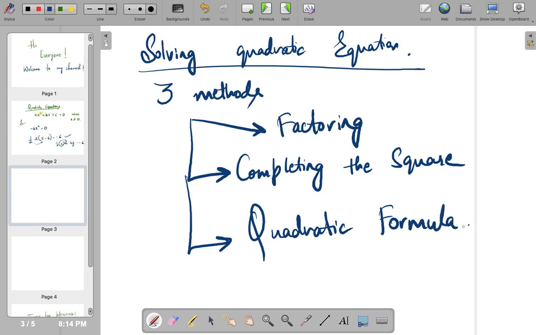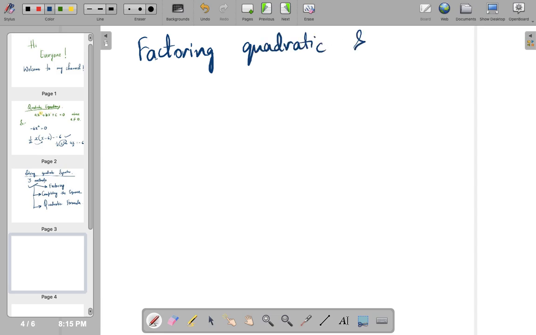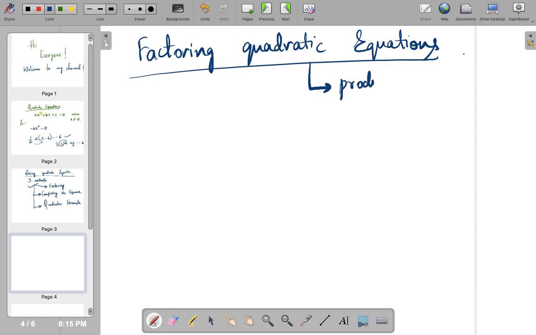So let's look at how to solve quadratic equations using factoring in today's class. Factoring quadratic equations. Okay, so when you are solving quadratic equations by factoring, remember that factoring an expression is nothing but writing the product of factors. Let me explain with an example.